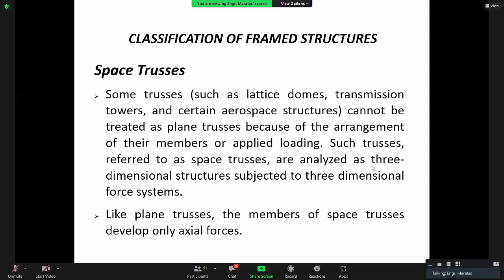And also the loads. Such trusses are referred to as space trusses, and are analyzed as three-dimensional structures subjected to three-dimensional force systems. Like plain trusses, the members of space trusses develop only axial forces. The loads are still applied at the joints. Only that you treat this as three-dimensional. That's the difference between a 2D and a 3D truss.